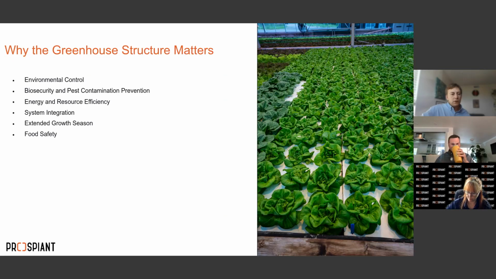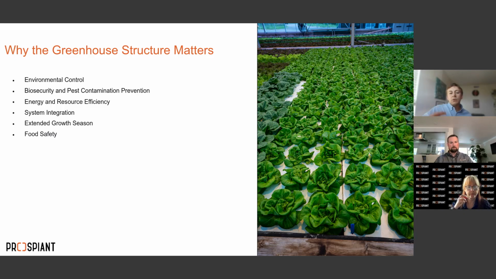Perfect. So moving on from there, this one is talking about why the greenhouse structure matters and why you actually need a greenhouse when you're doing an aquaponics facility. So if you are doing what Paul just discussed, where you are circulating the waste from the fish back into what is shown in this picture here, which is a deep water culture pond, these heads of lettuce are being grown inside of a greenhouse.